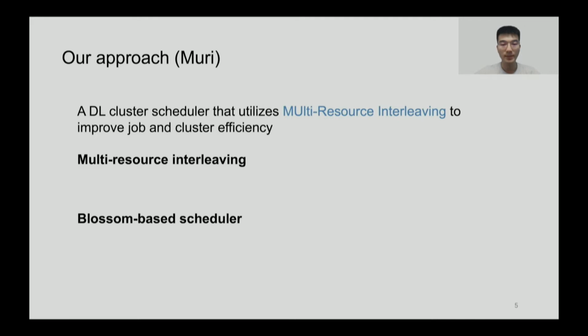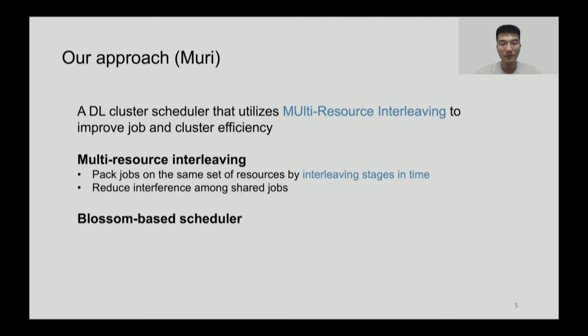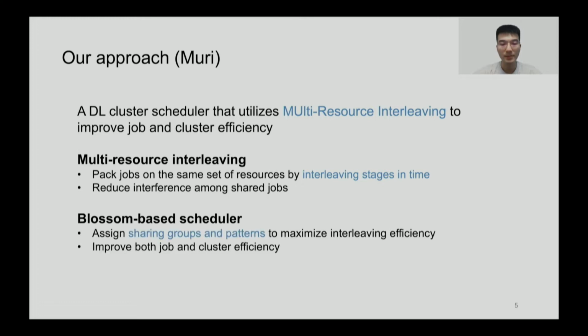There are mainly 2 techniques in Muri. The first one is multi-resource interleaving. Muri packs jobs to share the same set of resources by interleaving their stages in time. We can reduce interference among shared jobs with multi-resource interleaving. The second technique is the blossom-based scheduler. The scheduler decides the jobs in one sharing group and their sharing patterns to improve both job and cluster efficiency.